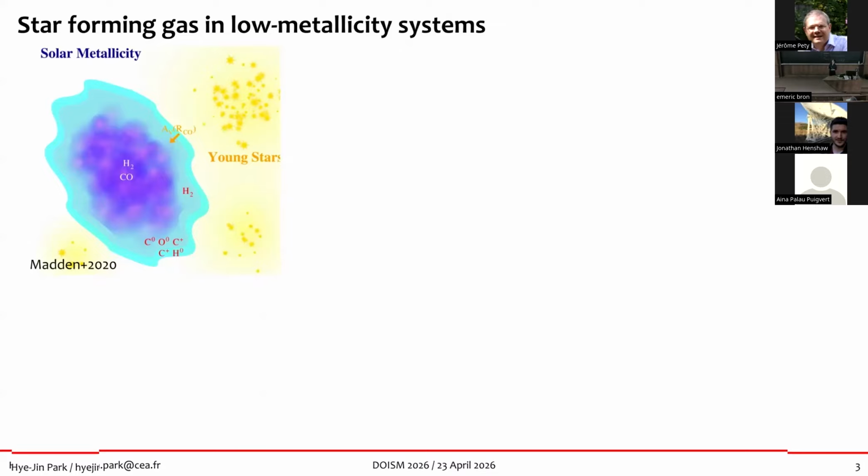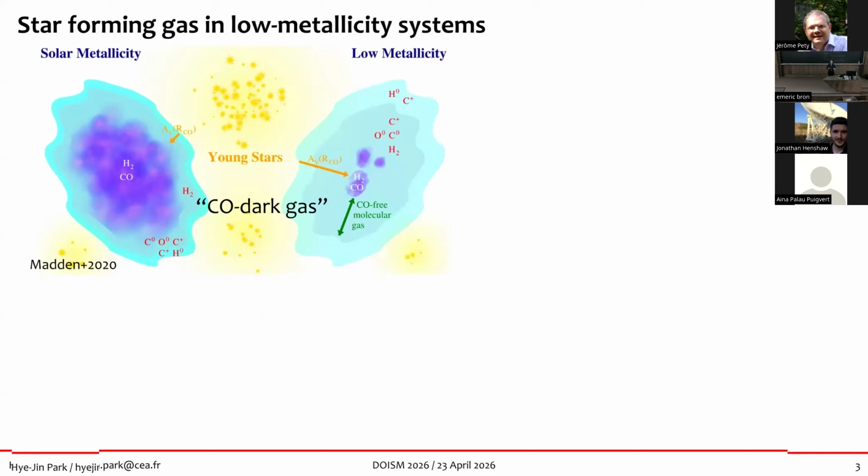It works well for solar metallicity because the CO and the H2 molecular hydrogen are well mixed in the cloud, and we can use CO as a good tracer. However, if we look at low metallicity systems, the picture changes. The high-energy UV photons can penetrate more deeply into the clouds and dissociate the CO molecule, and leave CO-dark gas, where the CO does not exist but the molecular hydrogen is still there.